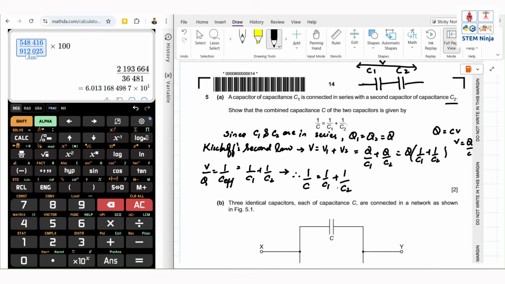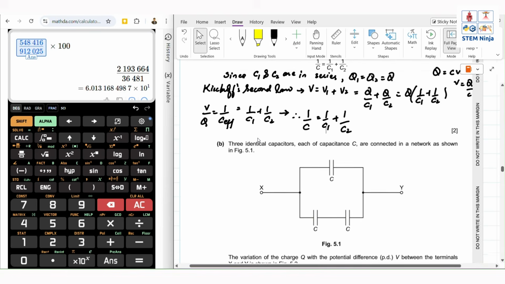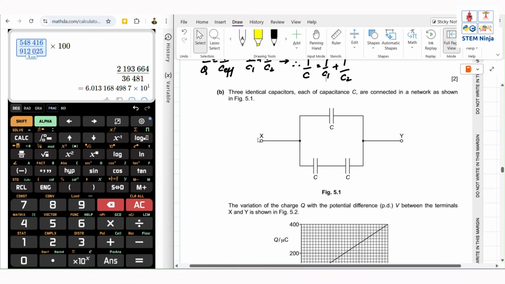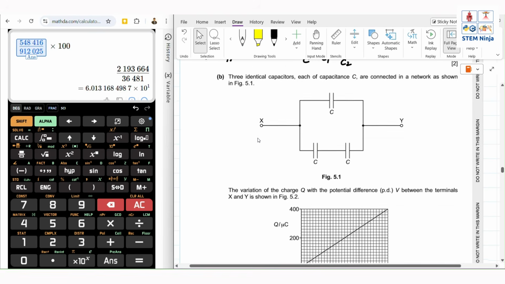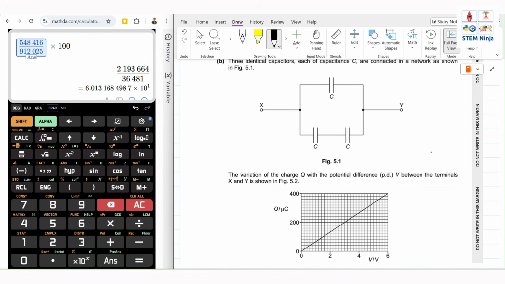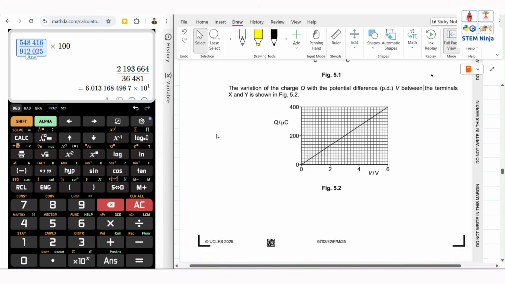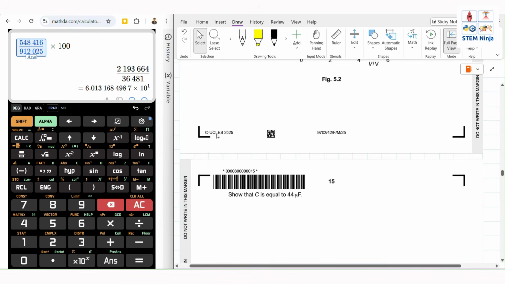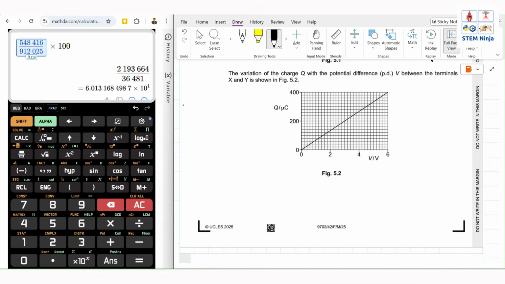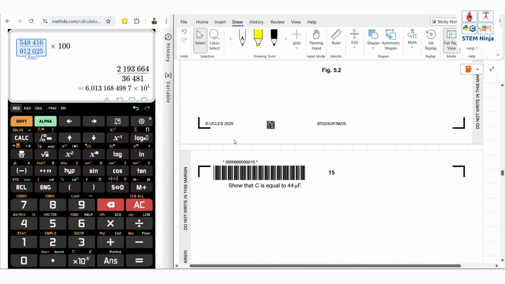Right, okay. Now, three identical capacitors, each of capacitance C, are connected in a network as shown. The variation of charge Q with potential difference V between the terminals X, Y is shown. Show that C is equal to this. So we have seen that C is equal to Q over V. This means that this is the gradient of this graph.